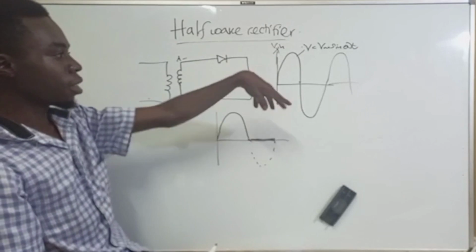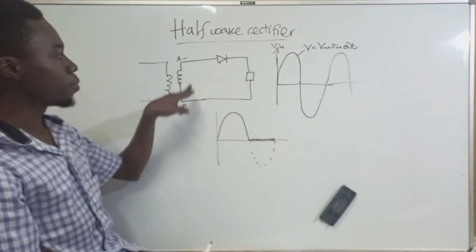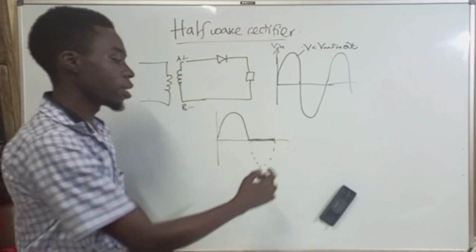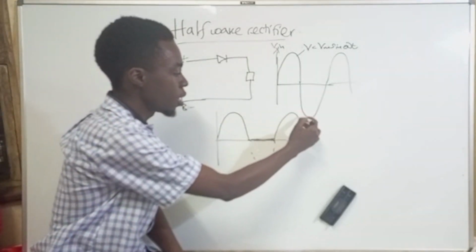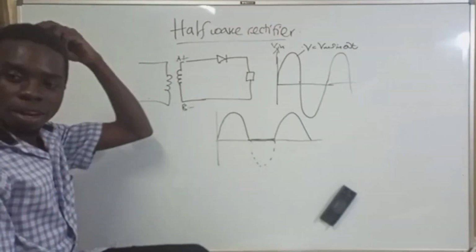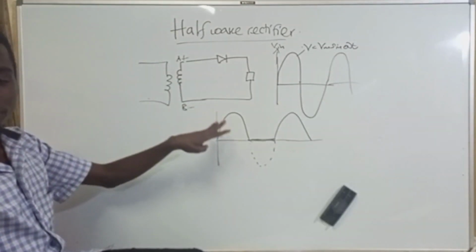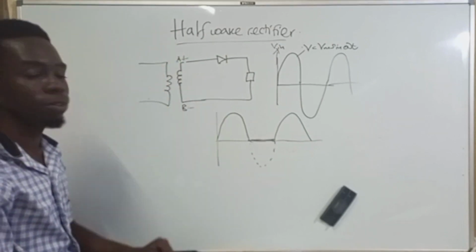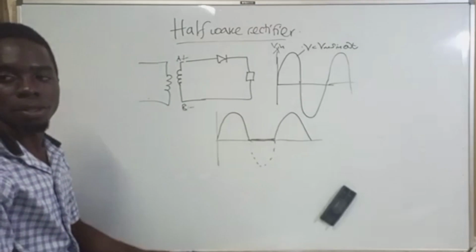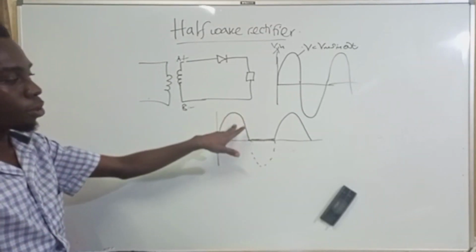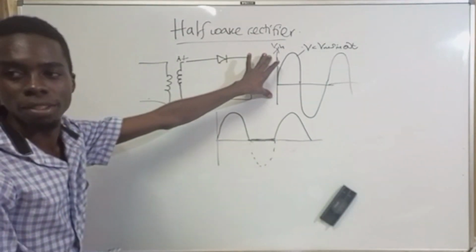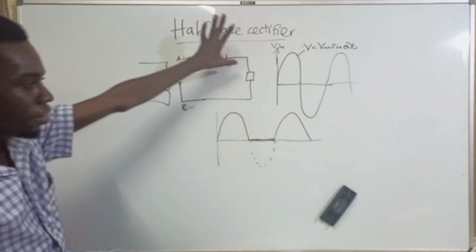And then during the other positive half cycle, these phases are going to be reversed. This will become positive, this will become negative, and therefore the diode is going to conduct. So you realize that our diode is only going to conduct for the positive half cycles, and it will not conduct for the negative half cycles. So our output waveform is going to be something like this, and our input waveform is going to be something like this. What does this mean?